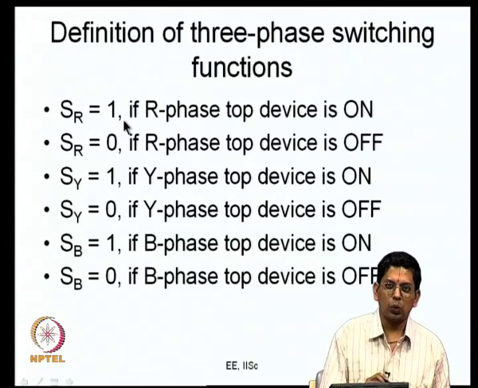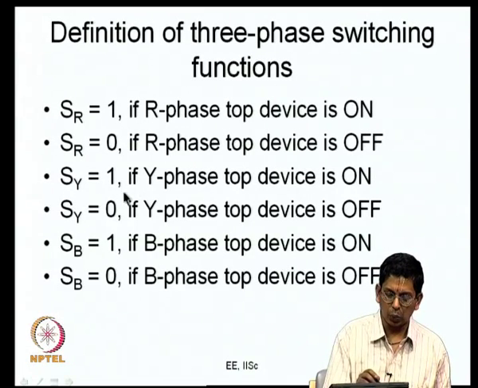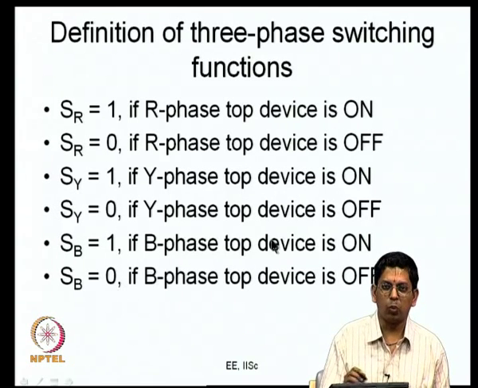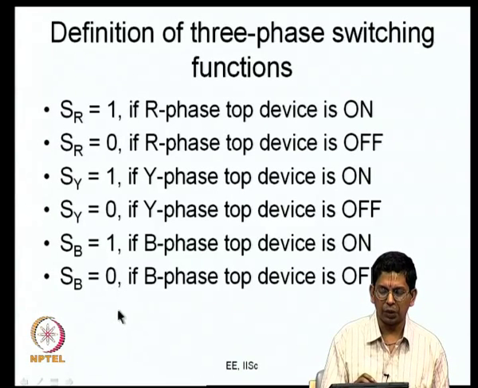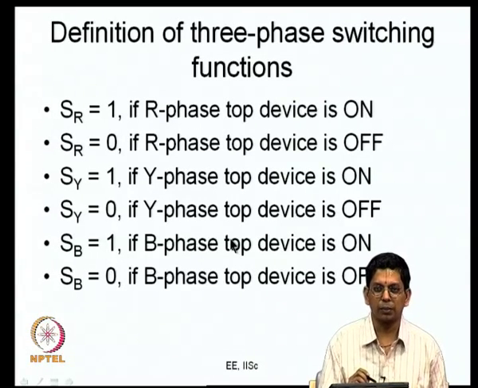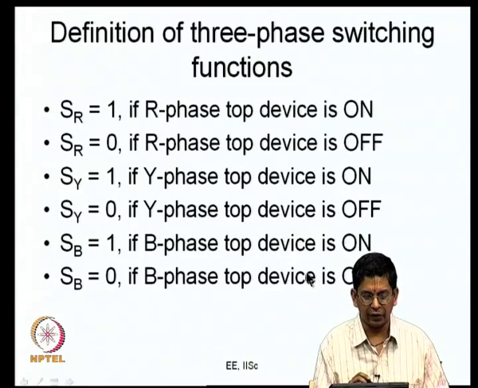So, SR is equal to 1 if the top is on, SR is equal to 0 if the bottom device is on, and similarly SY is equal to 1 if Y phase top is on, and SY is equal to 0 if Y phase bottom is on. Similarly, you have SB equal to 1 or 0 depending on whether the top device or the bottom device is on. So, you have the 3-phase switching functions which have now been defined.